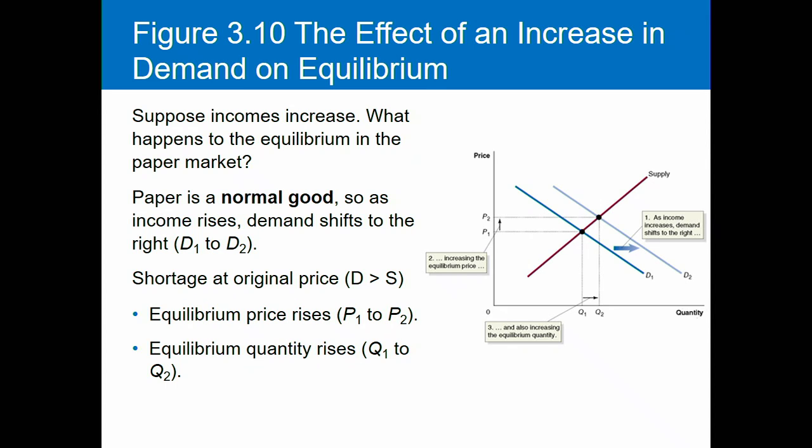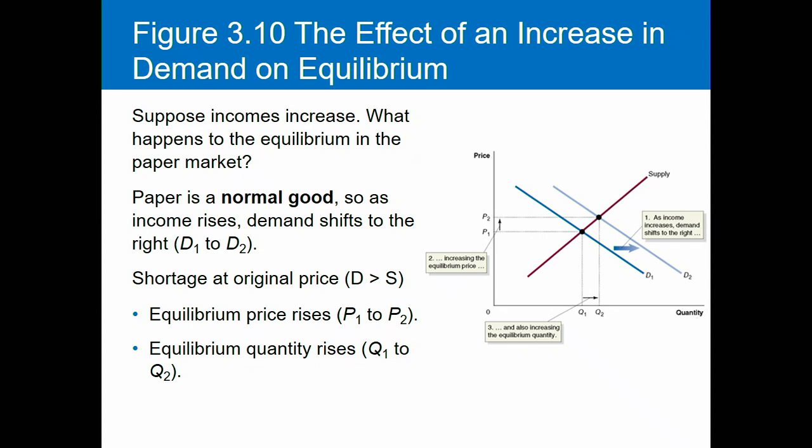All right, so going back to the paper market, suppose that incomes increase. In this case, because it's an intermediate good, let's say the firms that are buying the paper, their profits are increasing. So what's going to happen in the paper market? Because it's a normal good, as people's incomes increase, the demand increases.